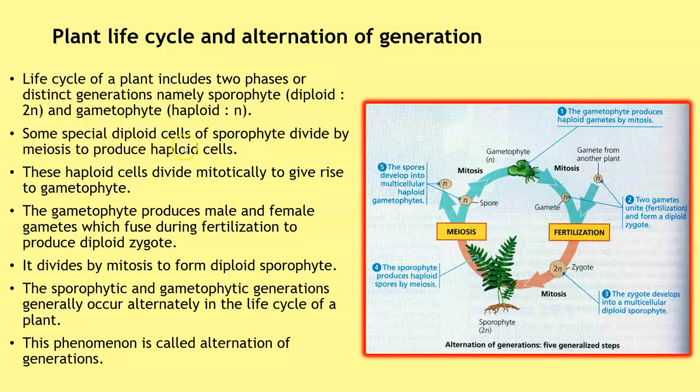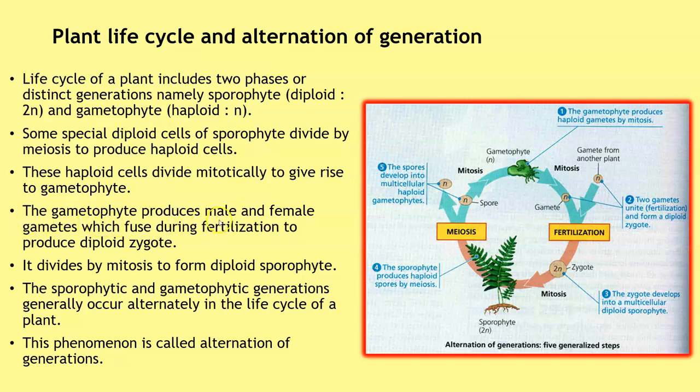Some special diploid cells of sporophyte, that is the adult plant, divide by meiosis to produce the haploid cells. These haploid cells divide mitotically to give rise to the gametophyte. You must have also come across the concept of meiosis and mitosis. Meiosis is reduction division, where the chromosome number is reduced to half, and we have mitotic division, which is called equational division, where the cell divides exactly into two equal halves.